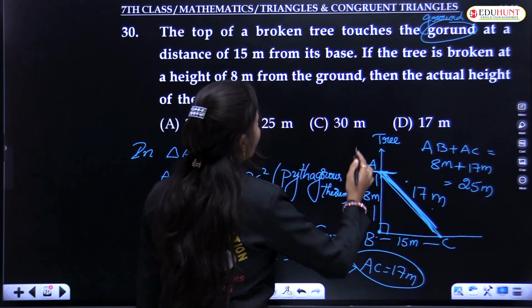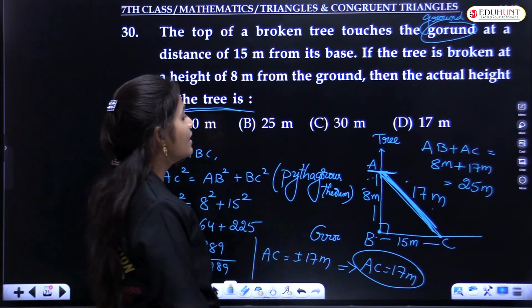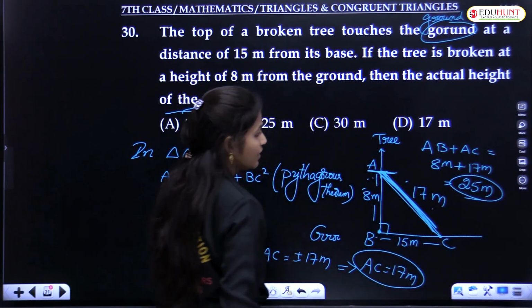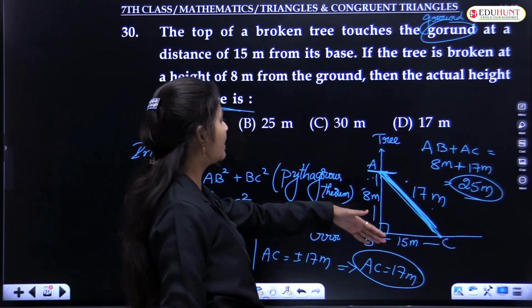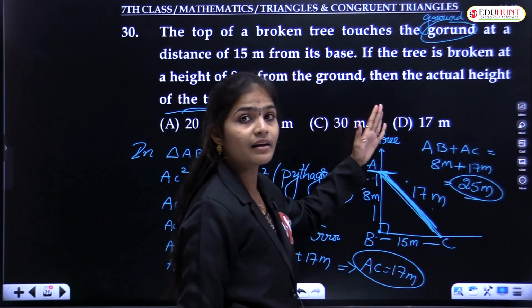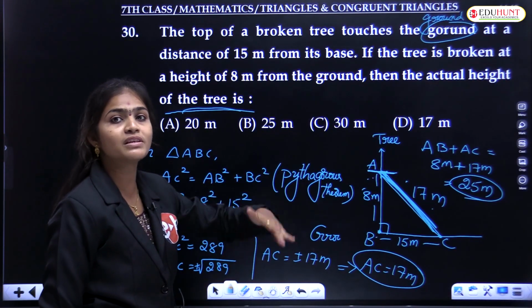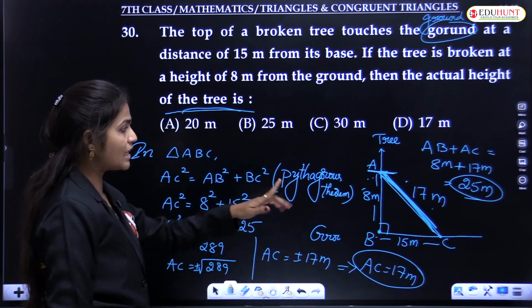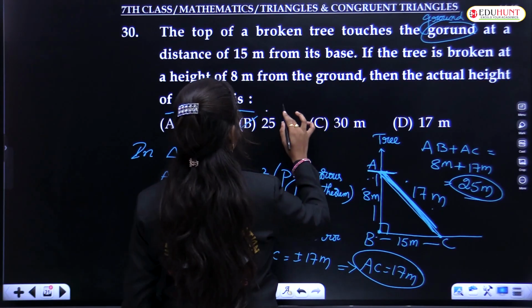So the actual height of the tree is 25 meters. They are not asking what the height of the broken part is. Here they are asking for the complete height, which means the actual height of the tree before it was broken. That is equal to 25 meters. So which option is correct?